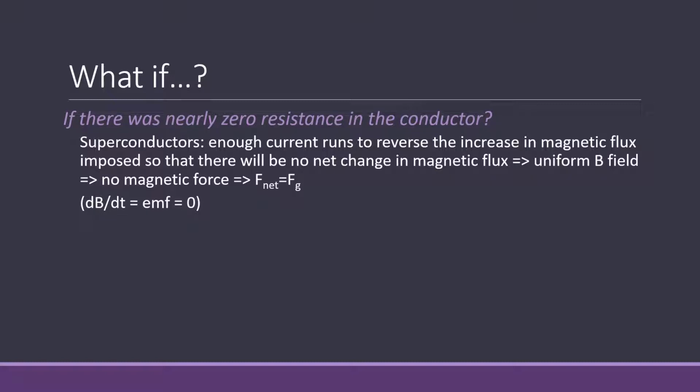What if there was nearly zero resistance in the conductor? Materials with as close to zero resistance as possible are called superconductors, and Faraday's law can still be applied to them. So enough current runs to reverse the increase in magnetic flux imposed, so that there will be no net change in magnetic flux, which means a uniform magnetic field and no magnetic force. So the only force acting on the bar magnet would be gravity, and so the magnet would fall normally.